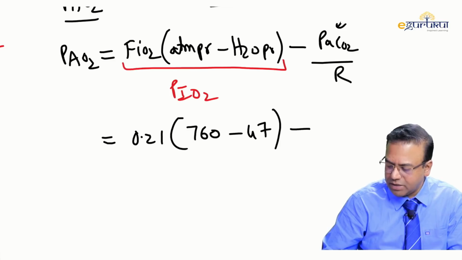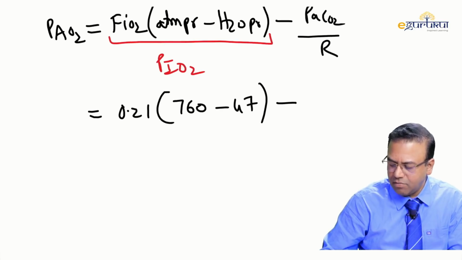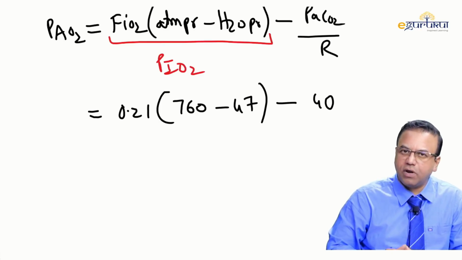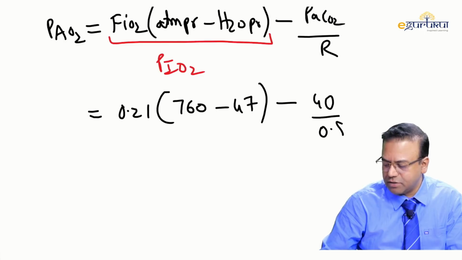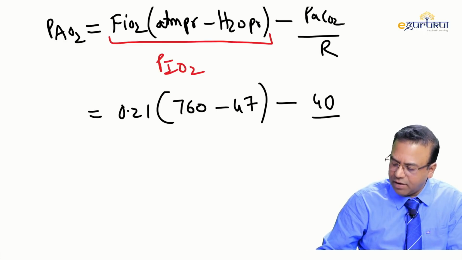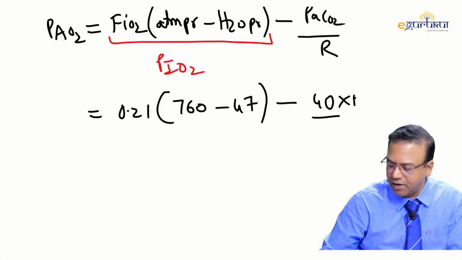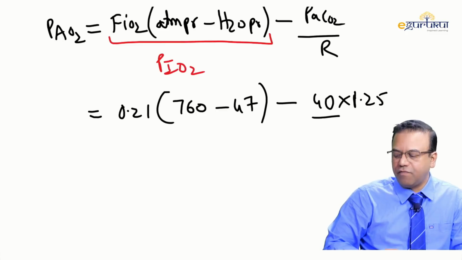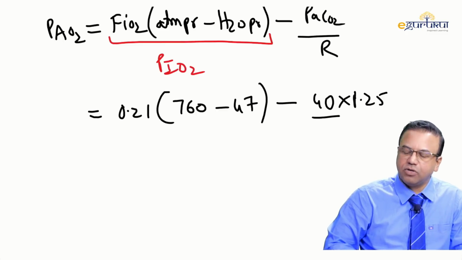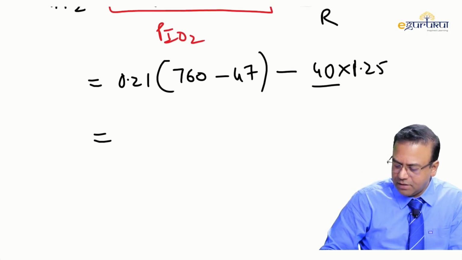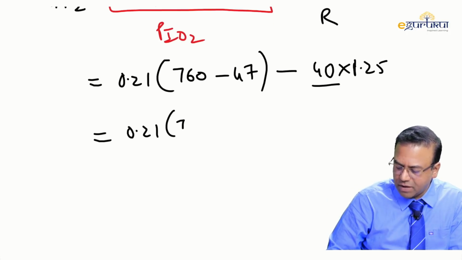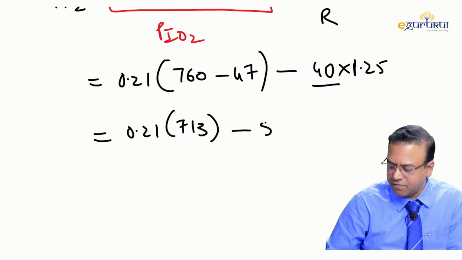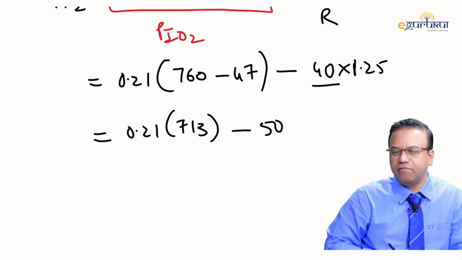The arterial carbon dioxide in a normal person at rest is around 40. Breathing normal tidal volume, you will see roughly 40 as the carbon dioxide. The respiratory quotient we discussed is 0.8. Instead of 0.8, you can write 1 divided by 0.8 as 1.25. Depends on what you find easier for calculation on the day of the exam. Choice is yours. If you calculate this, we are talking about 0.21 into 713, that is 760 minus 47, minus 50, because 40 into 1.25 is roughly 50.